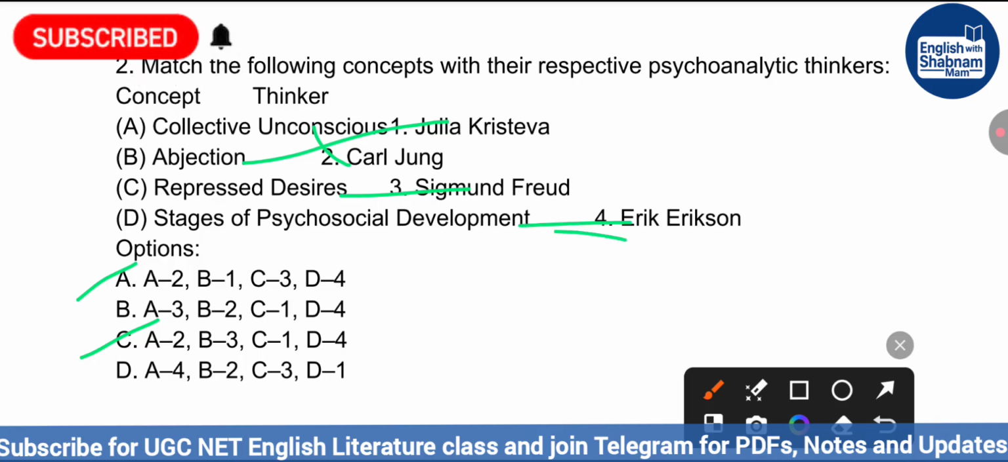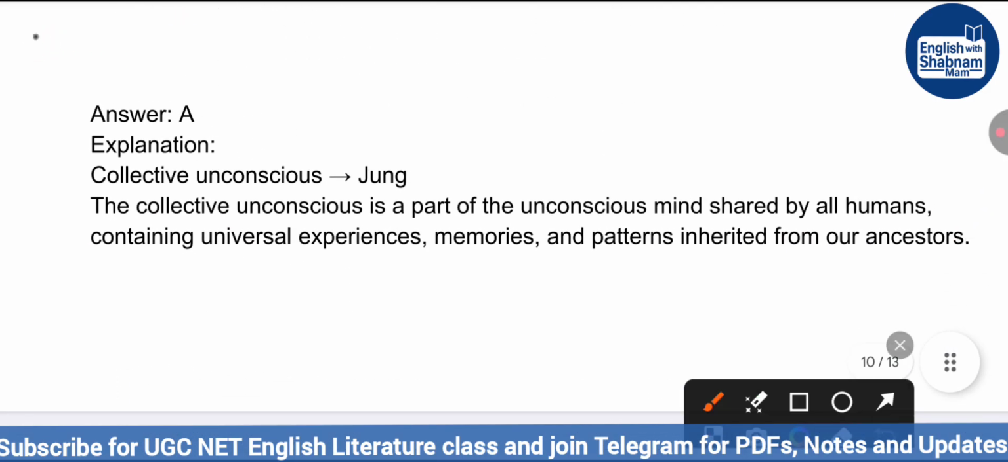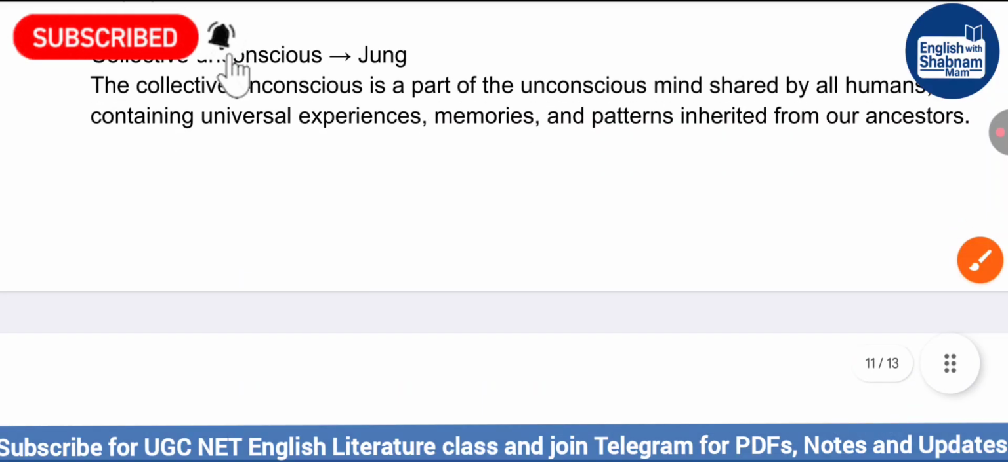So option A would be the correct answer. Collective unconscious is by Carl Jung. The collective unconscious is a part of the unconscious mind shared by all humans, containing universal experiences, memories, and patterns inherited from our ancestors.